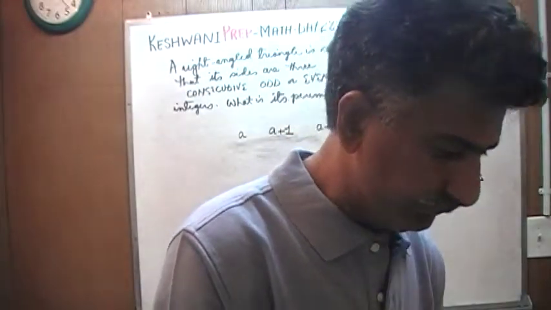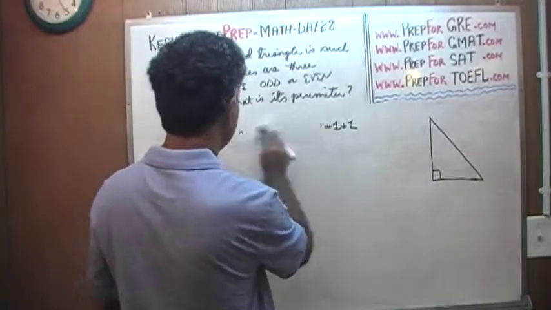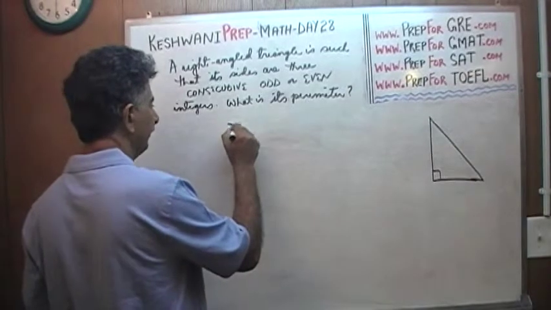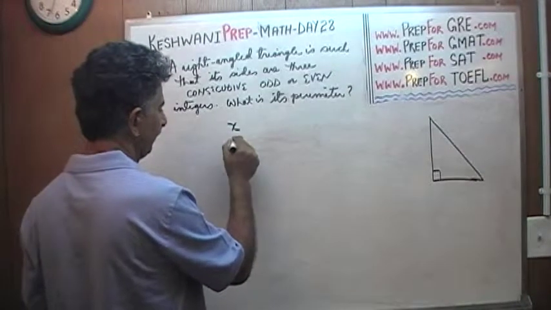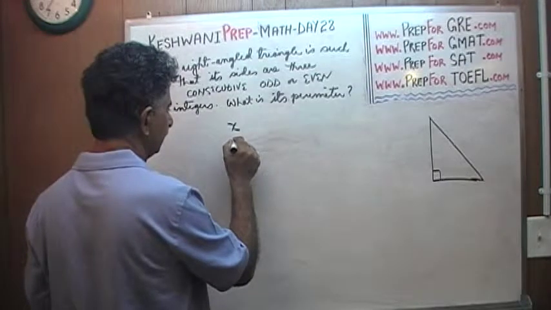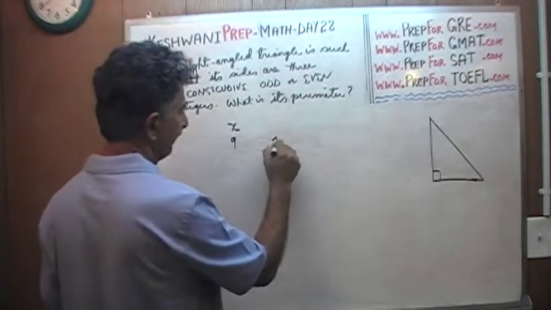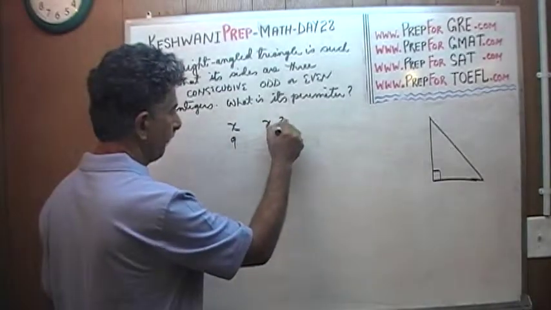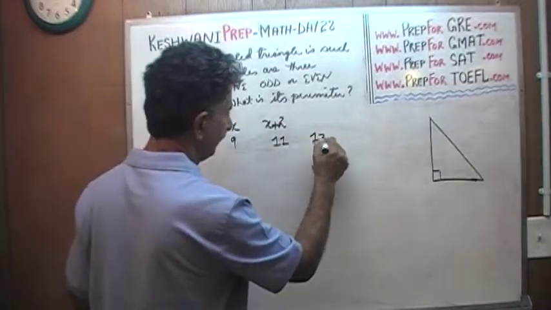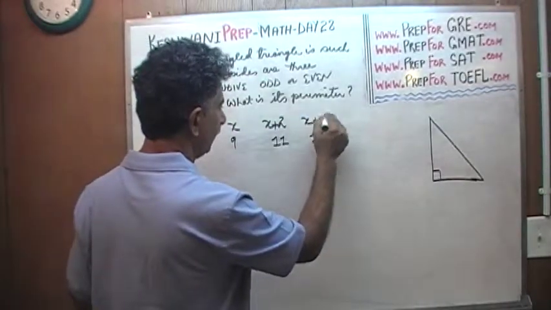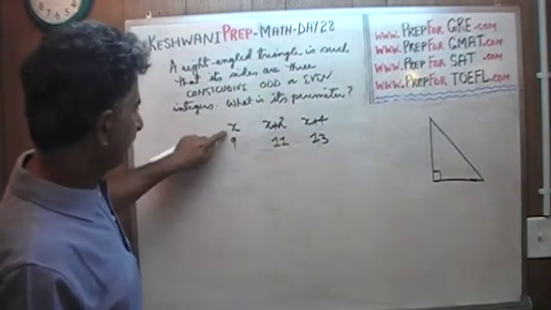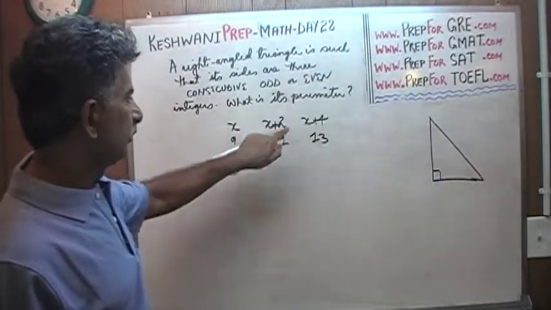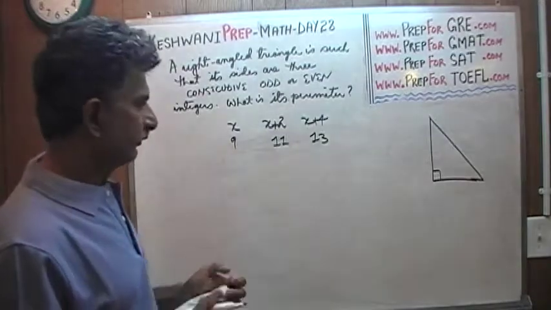How do we represent it? For example, if the first one is X, say for example 9, the next consecutive odd integer would be 11, which is 2 more than that, so it's going to be X plus 2. And the one after that is going to be 13, which is 4 more than 9, X plus 4, or 2 more than the previous one. So the first number is X, the next one is X plus 2, 2 more than the first one, and the one after that is X plus 4, 2 more than this one, and therefore 4 more than the very first one.